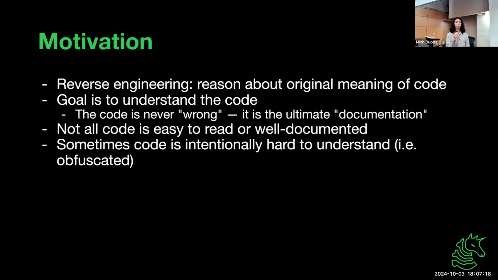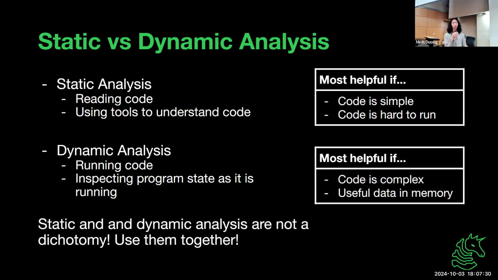Sometimes it's not easy to understand, maybe because of the way it's written or the algorithms used, or other times it's intentionally obfuscated. So there are multiple ways of approaching this. 2 main ways are static analysis and dynamic analysis. Static meaning that we are not running the code, so we're only looking at the code or analyzing versions of it. Dynamic analysis is where we do run the code, or we can inject various things in order to see the state of the program while it's running.